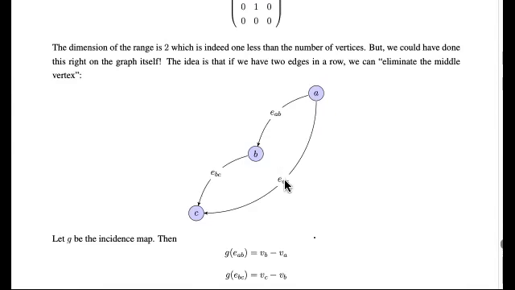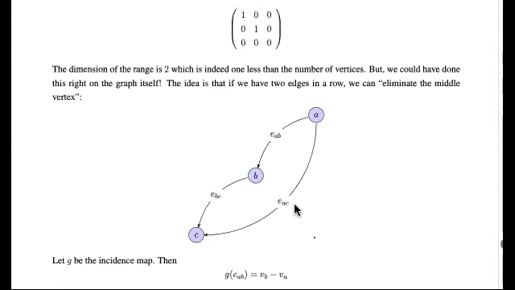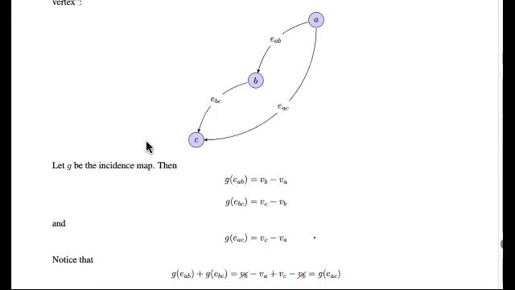Let's see here. The dimension of the range is 2, which is one less than the number of vertices, but we could have done this right in the graph itself. So essentially, instead of doing Smith normal form, you could just look at your graph and do the same basic thing. So here's another example.